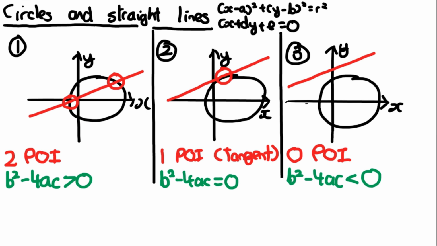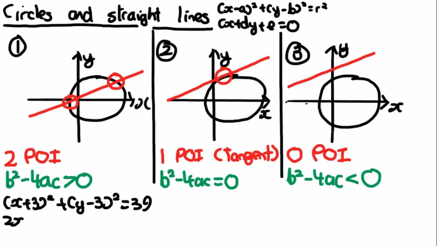So let's do an example in order to show this with numbers. So let's do the circle with equation (x plus 3) squared plus (y minus 3) squared is equal to 39. And let's do a straight line with equation 2x minus y plus 6 is equal to 0. And we want to find the number of points of intersection that there is going to be between the line and the circle. Well, the first thing we need to do is rearrange this to make x or y the subject. I'm going to do y as it looks easier, we don't have to divide by anything.